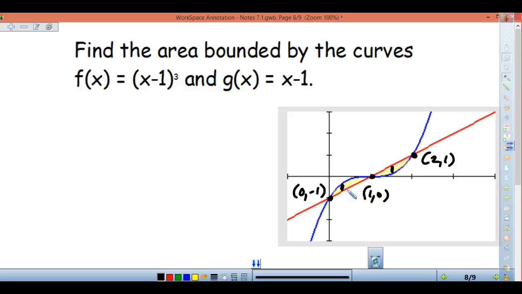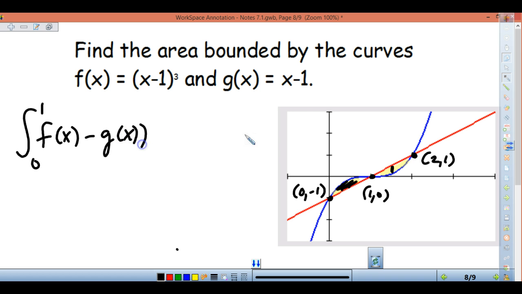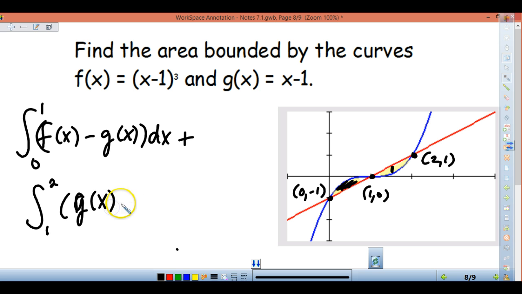So when we're doing this one, if we just want to set up what the integral would look like, I'm going to integrate from 0 to 1, so I'll take care of this region here first. The top curve is the cubic, which is f of x, so I'd have to do f of x minus g of x in that region. And then in the other region, it's the line that's the top curve, and I'm going to be integrating from 1 to 2, so that'll be g of x minus f of x dx. So that would be how I would calculate the area of this whole region.